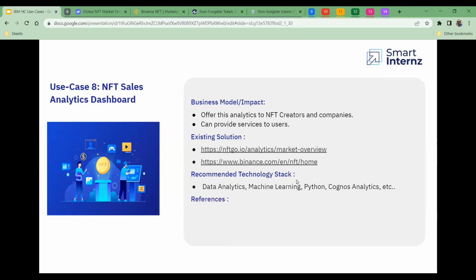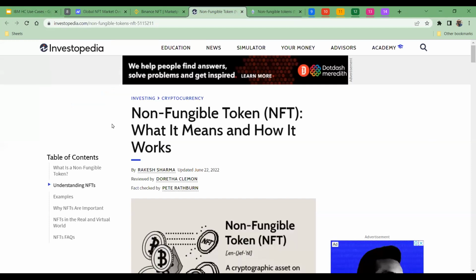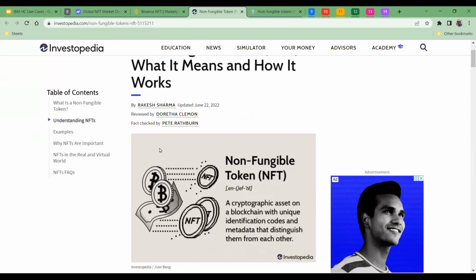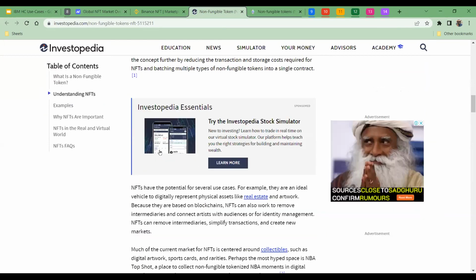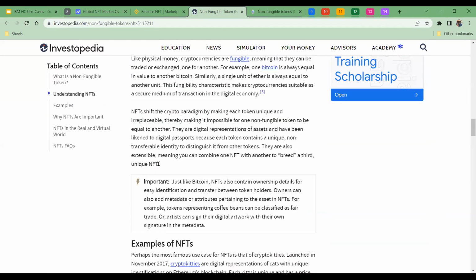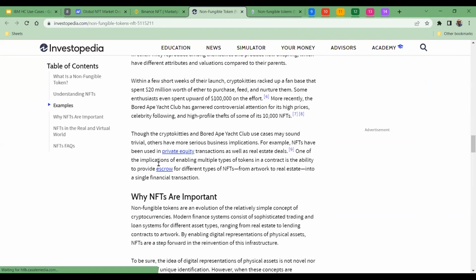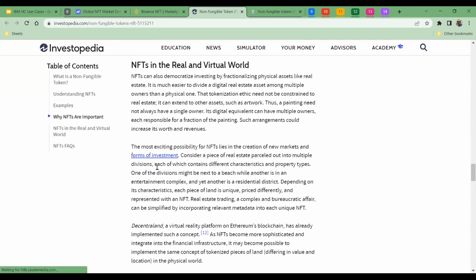And to build this solution for this NFT sales problem, we can use these two references. One is an Investopedia blog, and one is an Ethereum blog. The Investopedia NFT article discusses what an NFT is, how it works, how it becomes non-fungible, how it becomes a token and why we call it a token, and how crypto comes into the picture of NFTs. They have talked all about this.